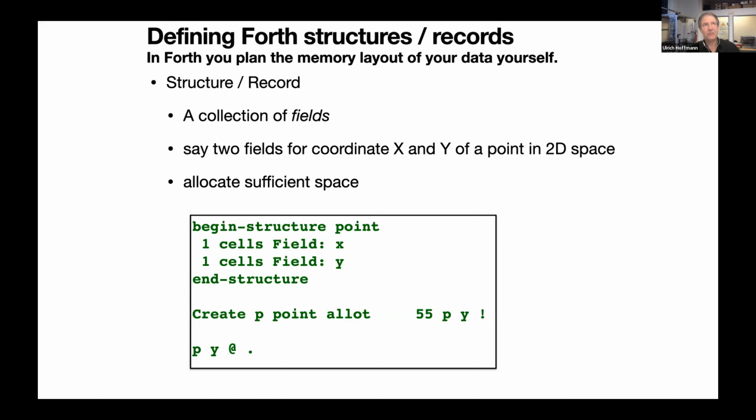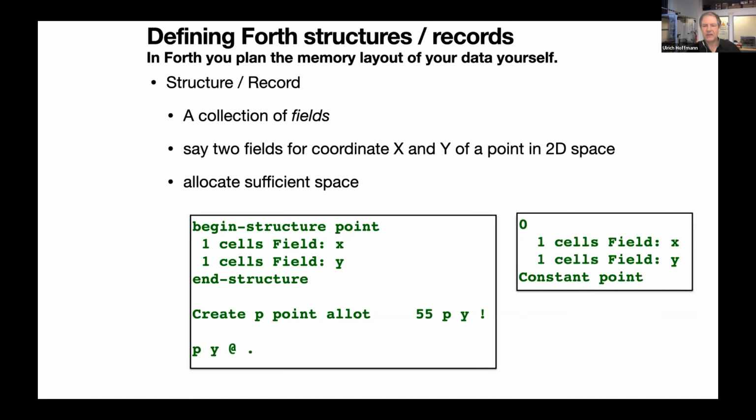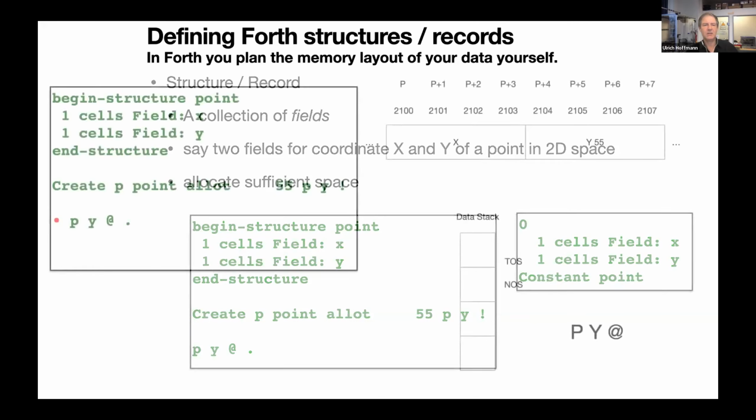And if you have a floating point field, you have to use f-fetch to do that. So the begin-structure, end-structure is just syntactic sugar. You can also write it like you see it on the right side. Put the 0 offset on the stack at the beginning of the definition, and then the field does an appropriate offset calculation at compile time, which in the end results in the size of the structure that you define. So begin-structure, end-structure is just syntactic sugar.